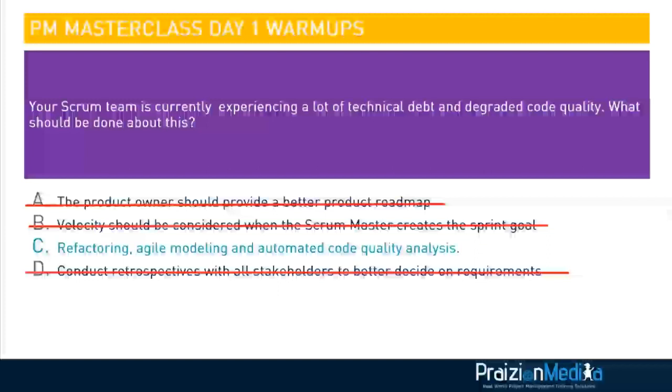So when in debt, refactoring, agile modeling, pervasive testing, automated code analysis, and the definition of done are things that can help. This is on page 58 of the Agile Practice Guide. And all of that language there as far as what to do when you're encountering various problems in Agile. Highly recommend you read that page 58 in the Agile Practice Guide.